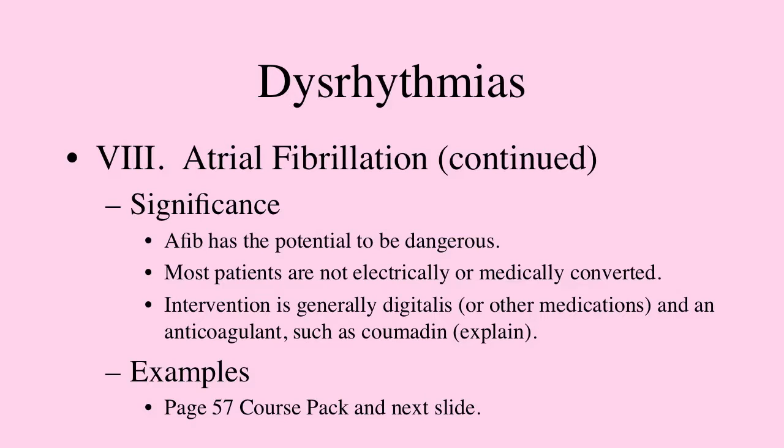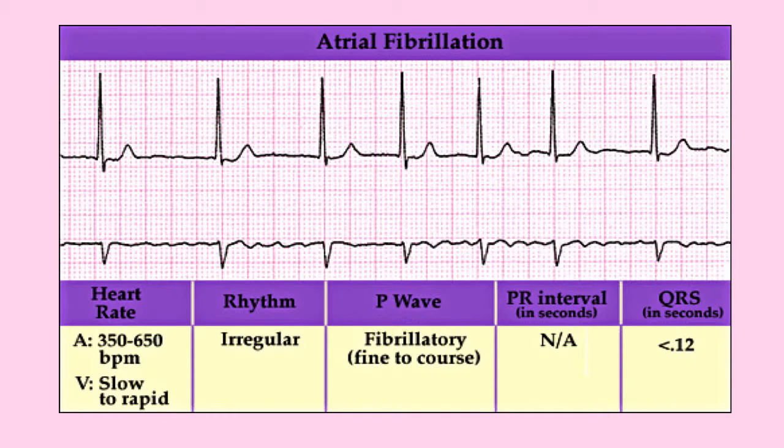So a common situation would be to leave the person in atrial fibrillation every day, have them on digitalis and maybe Coumadin, slow their ventricular rate down, and keep them from clotting, and then just work with them that way, usually not electrically or medically converted. Page 57, again, has a lot of good examples of atrial fibrillation. If you go to the next slide, you can see an example too where the baseline is just kind of scratchy or quivery, and the ventricular rate is generally irregular in atrial fibrillation.